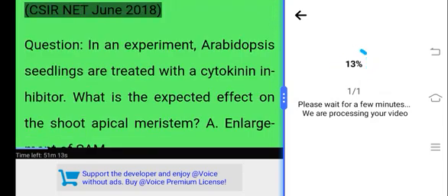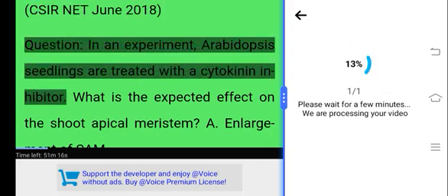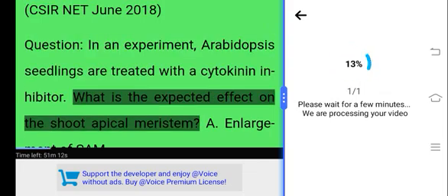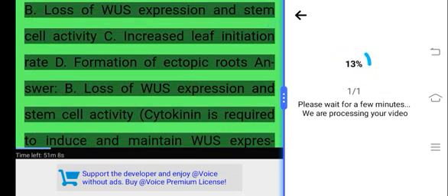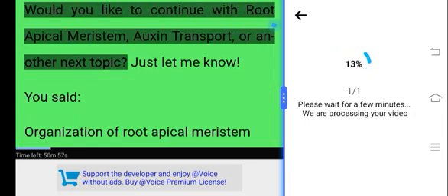CSIR NET June 2018. Question: In an experiment, Arabidopsis seedlings are treated with a cytokinin inhibitor. What is the expected effect on the shoot apical meristem? A. Enlargement of SAM. B. Loss of WUS expression and stem cell activity. C. Increased leaf initiation rate. D. Formation of ectopic roots. Answer: B. Loss of WUS expression and stem cell activity. Cytokinin is required to induce and maintain WUS expression.